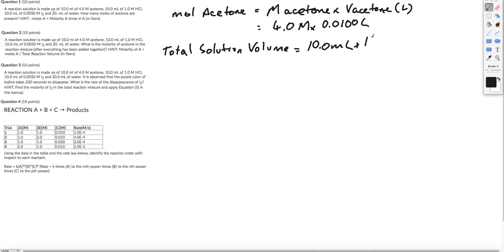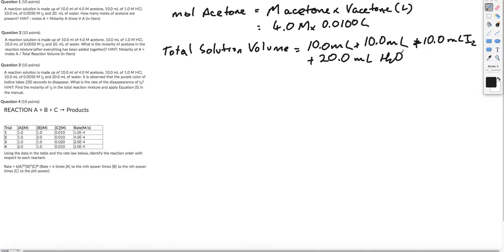and then 10.0 mL of HCl, and then 10.0 mL of I2, and also 20 mL of, should be plus there, 20.0 mL of water. So that'll give you a total volume there.